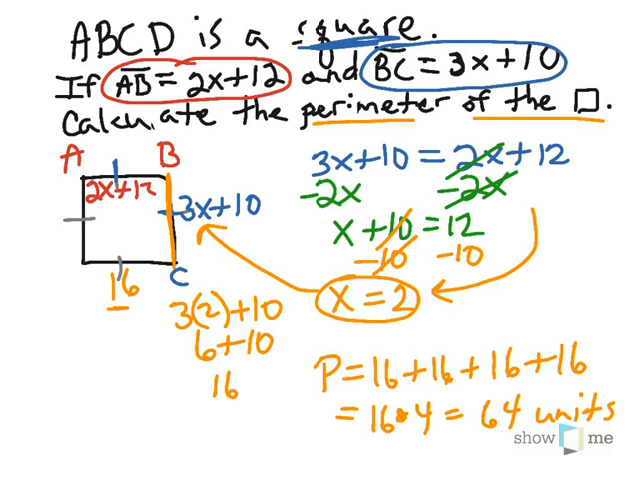Now I didn't put units squared because I was not finding the space right here. That would be area, that would be square units. I was finding the distance all the way around, which is linear units.